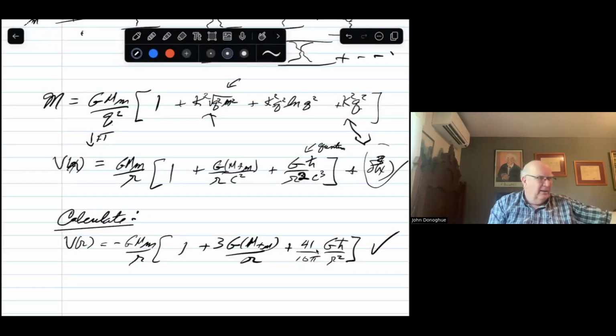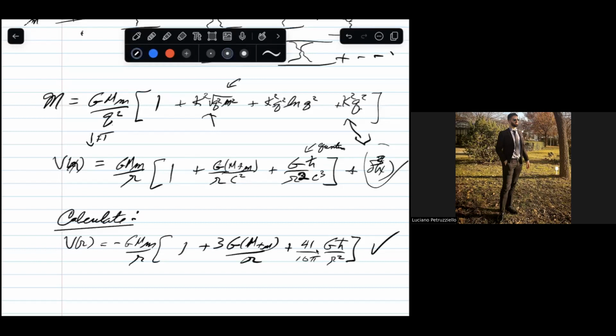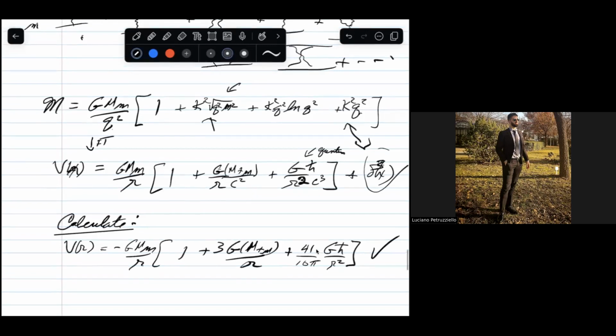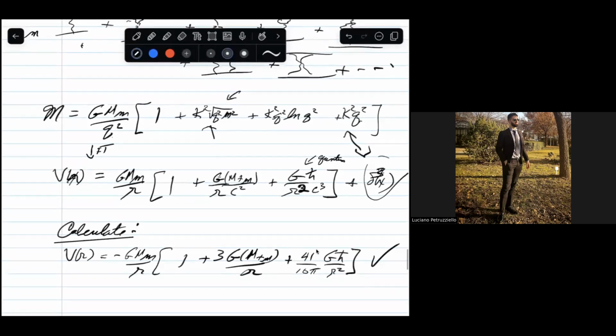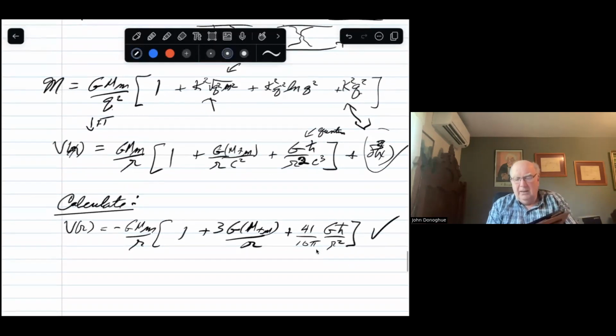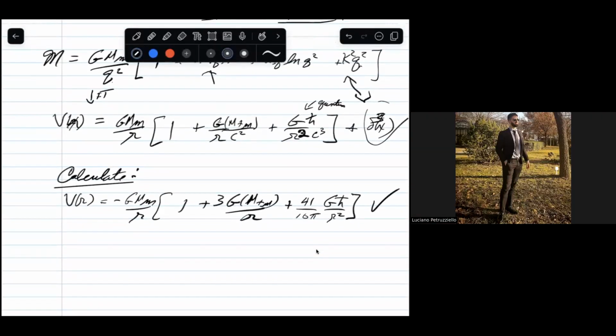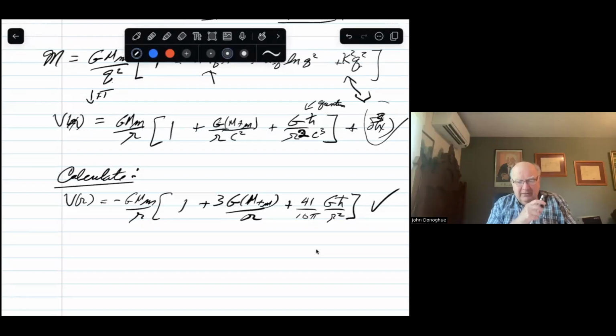Any questions about the procedures that I did there? There's a question in the chat asking whether the non-analytical piece in the small m expression is consistent. I guess that's the question. I guess I'm not getting the point of the question.